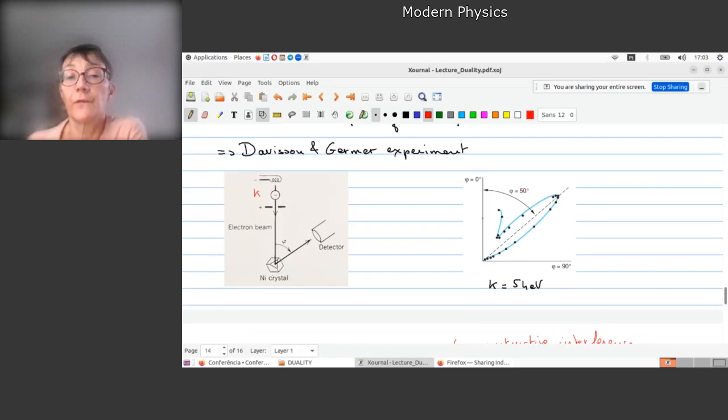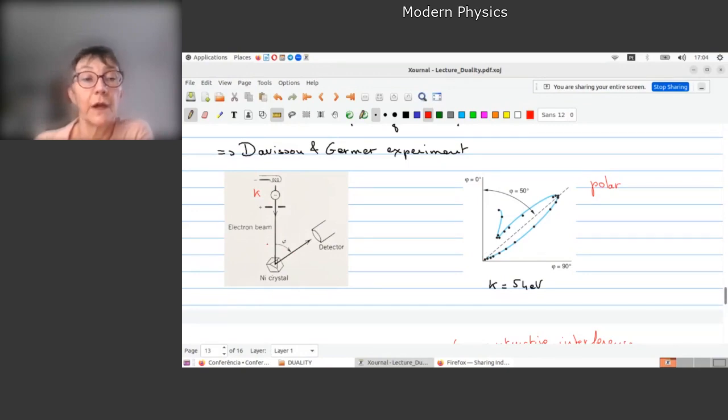So this is a polar representation, which is directly related to the experiment. You see, phi equal to 0 is in the direction of the incident beam, so you don't observe anything.